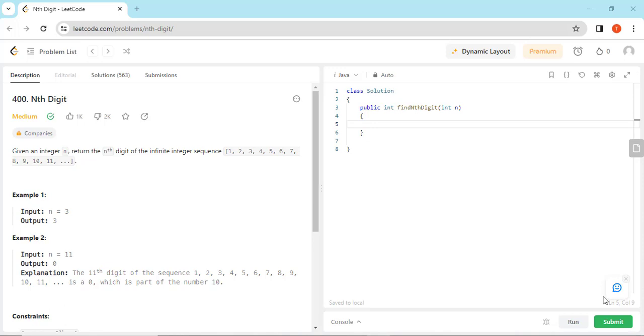Hello everyone. In this video, let's discuss how to find the nth digit. Given an integer n, return the nth digit of the infinite integer sequence 1, 2, 3. It goes up to infinite numbers.